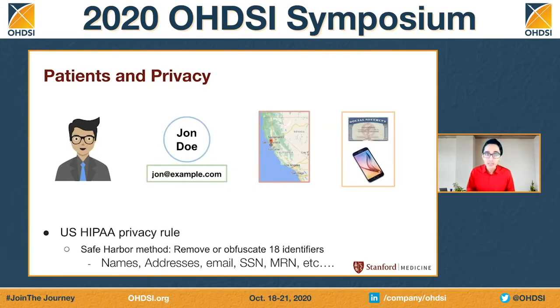In the United States, that is made very clear by the HIPAA privacy rule. This rule specifies a method called safe harbor when we need to remove 18 identifiers that could uniquely identify a person. These are names, addresses, medical record numbers, social security numbers, among others.